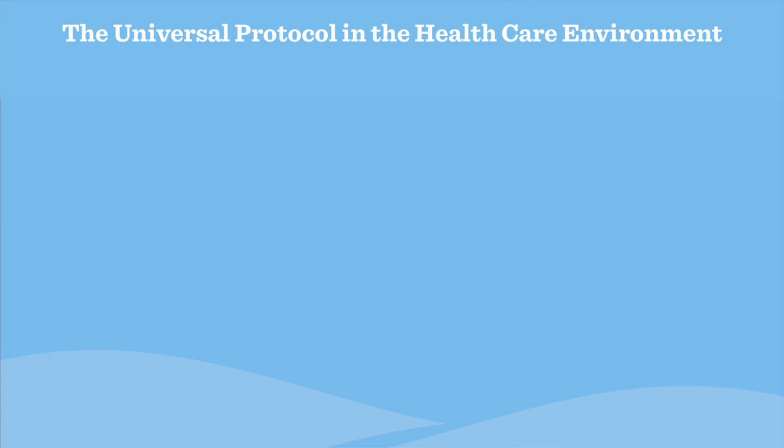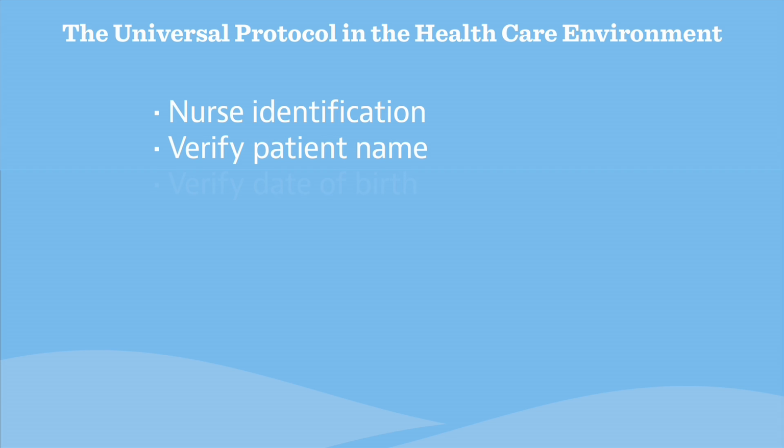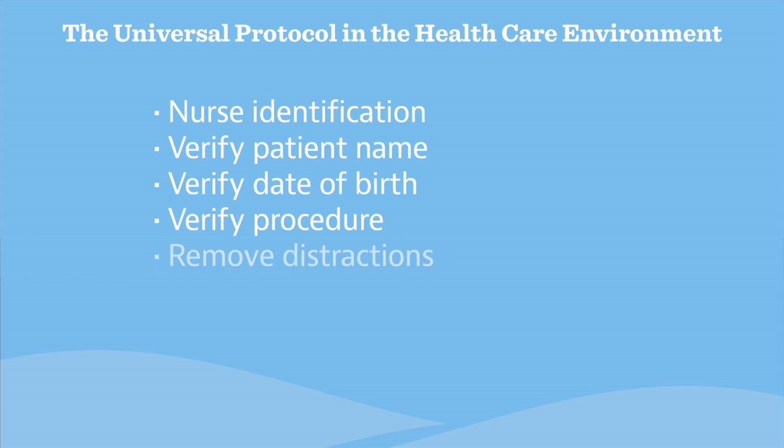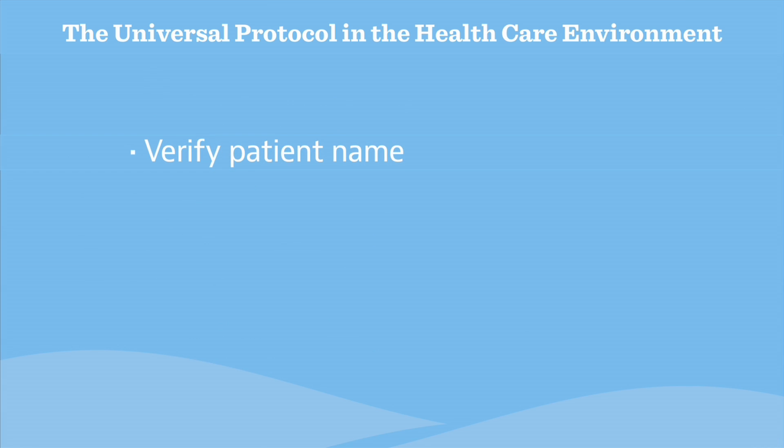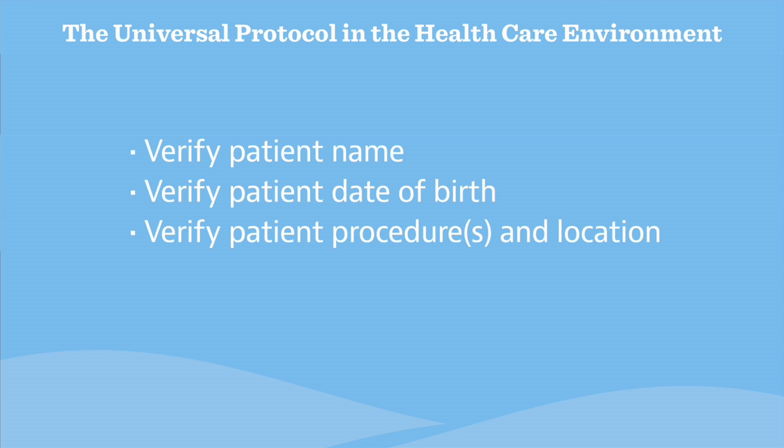The Transport Patient Identifier protocol follows the same list as other areas but has a couple extra steps. The attending nurse will introduce themselves, then verify patient ID, verify date of birth, verify procedure, remove clutter and distractions, confirm allergies, confirm any food or dental. Be courteous and answer any questions. The Transport Patient Identifier protocol follows the same list as other areas, which is to identify the patient, identify the date of birth, and identify the procedure and which side if applicable.